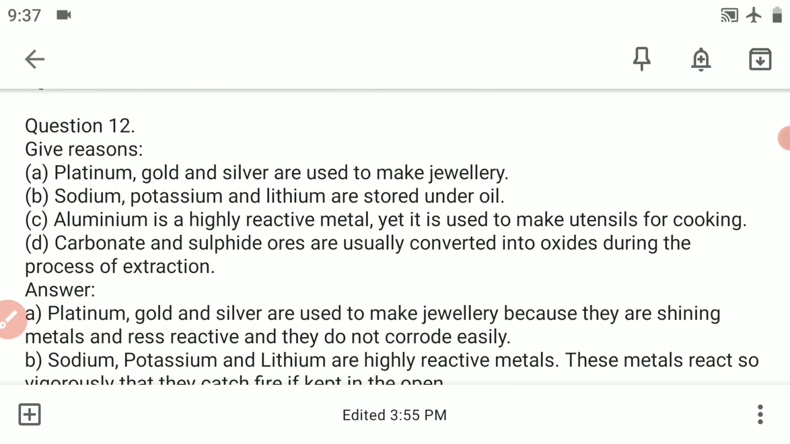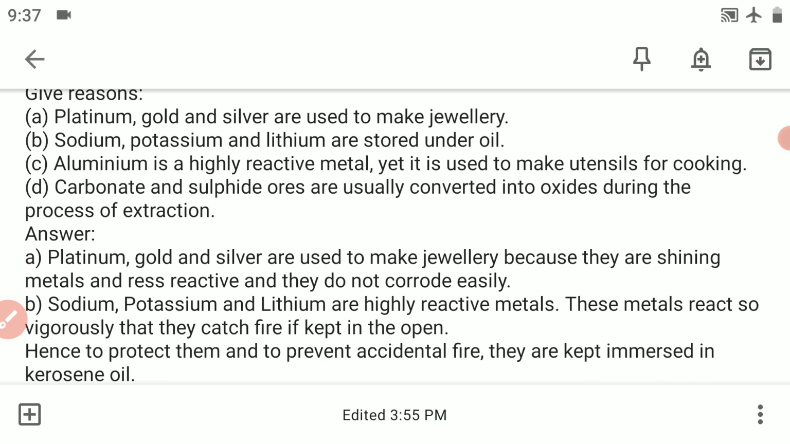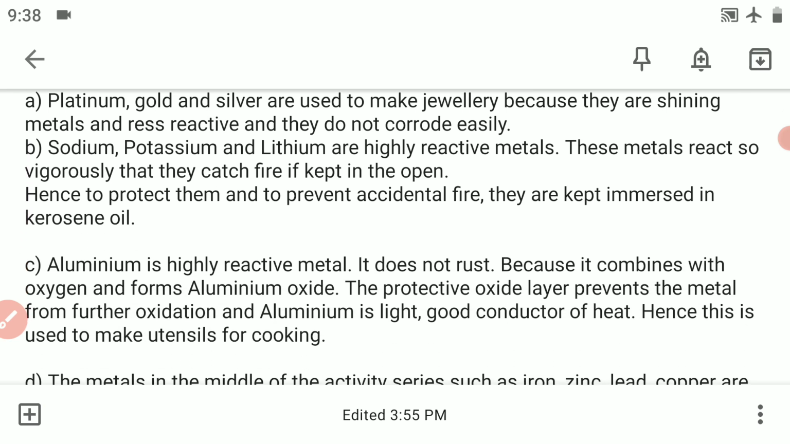Question number 12. Give a reason. Platinum, gold, and silver are used to make jewelry. Platinum, gold, and silver are used to make jewelry because they are shiny metals, less reactive, and they do not corrode easily. Sodium, potassium, and lithium are stored under oil. Sodium, potassium, lithium are highly reactive metals. These metals react so vigorously that they catch fire if kept in the open. Hence, to protect them and to prevent accidental fire, they are kept immersed in kerosene oil.